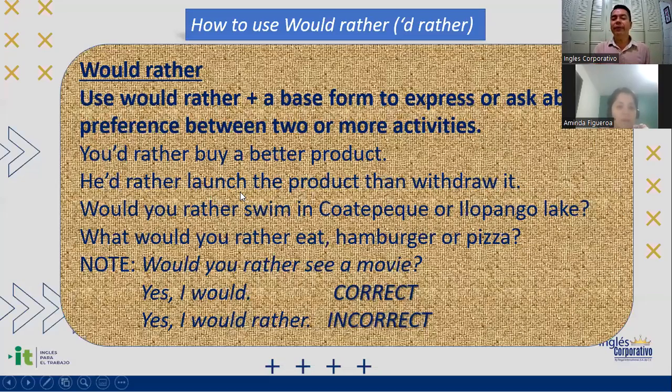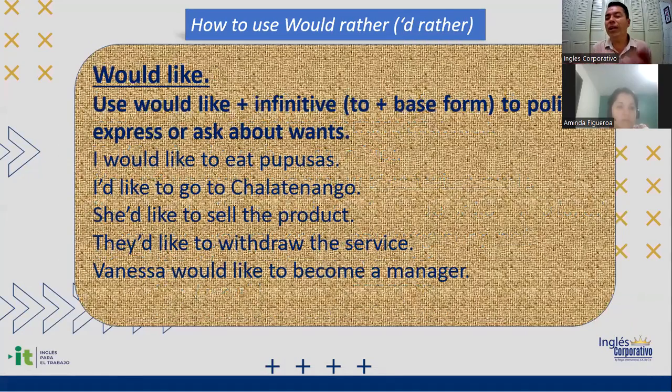Would rather, well, let me explain first that when you want something, when you like something, when you need something, you use the verb, right? Subject, verb, complement. You say, I like chicken, for example. I want pupusas. I need food, etc., etc. So we have subject, verb, and complement, right?